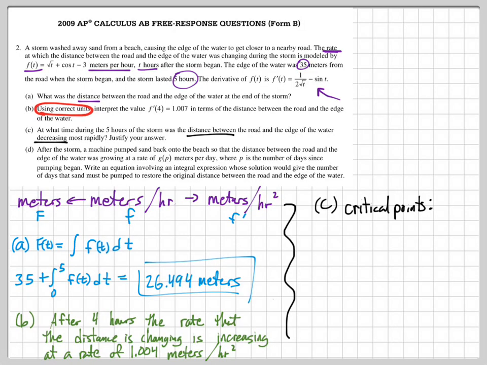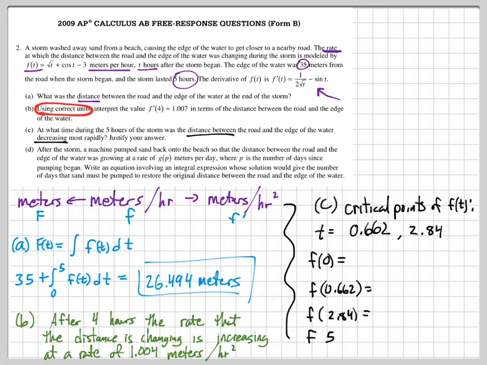So I'm first going to write down the x values for our critical points of f of t. And I get 0.662 and 2.84. And then what I need to do is plug in both my critical values and the endpoints and see what I get.